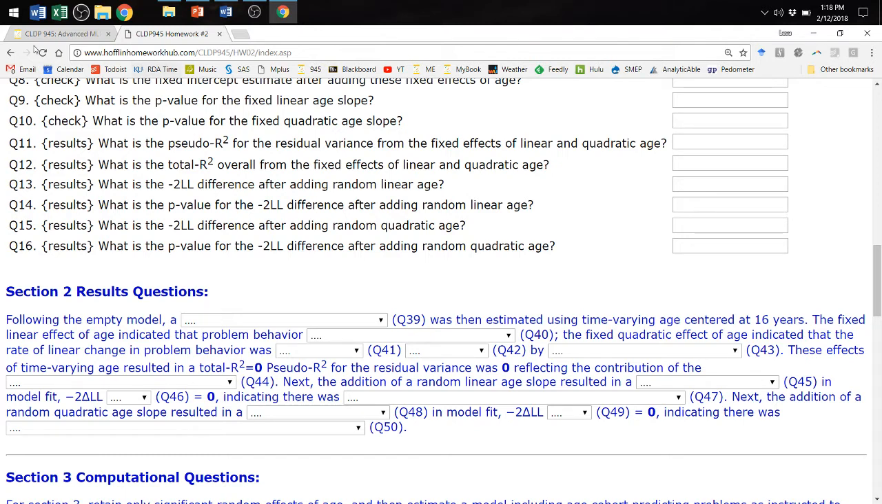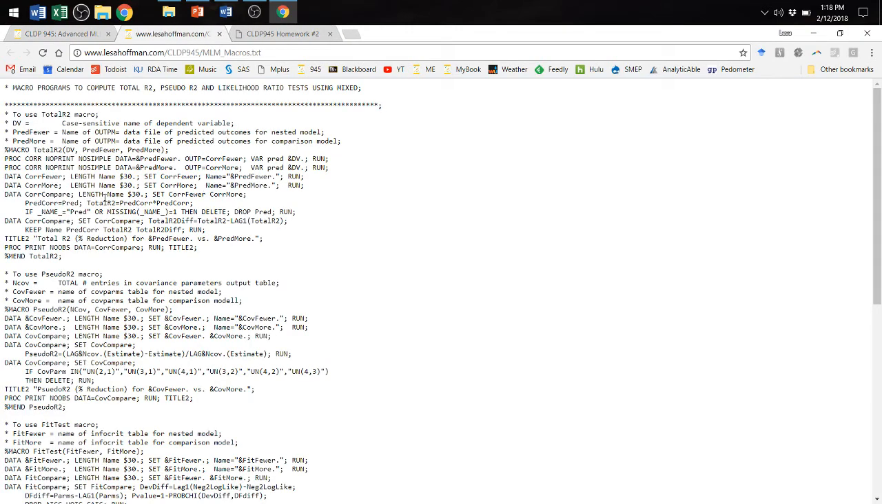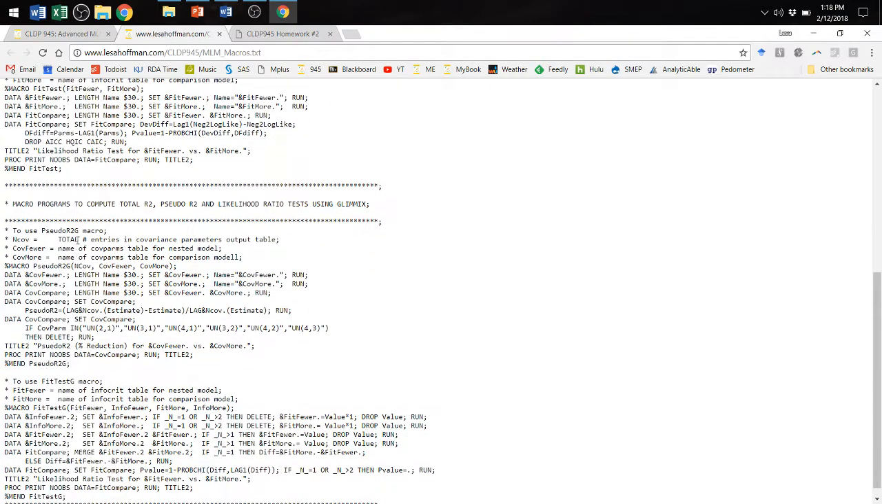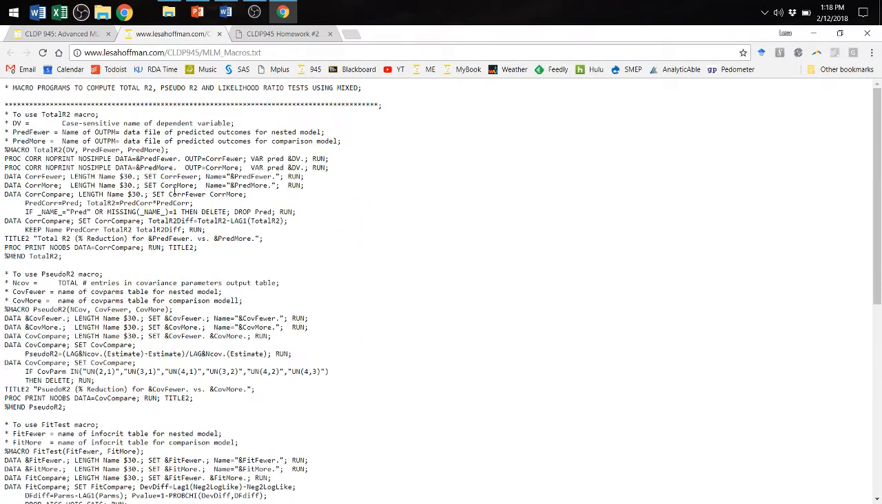As an FYI, I forgot to mention last time, I put a link on the main page up here to a document, a text file actually, that has my macros. So if you don't have a copy of them, you can put them here. So I have total R-square, pseudo R-square, fit test, and then I also have a pseudo R-square and fit test within Proc Glimmix, which we will use later in the semester. So if you ever need to access those, they are on here.